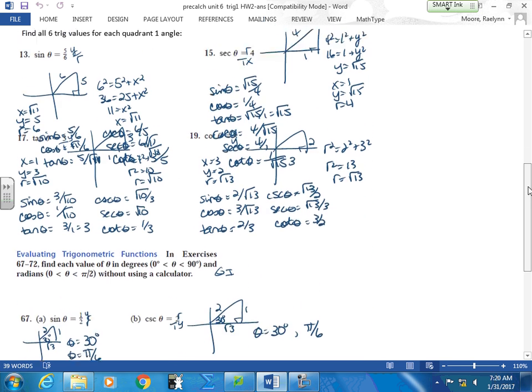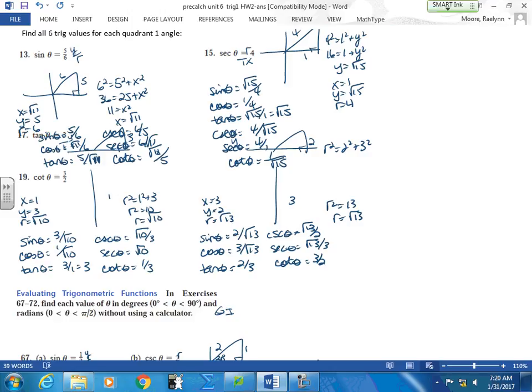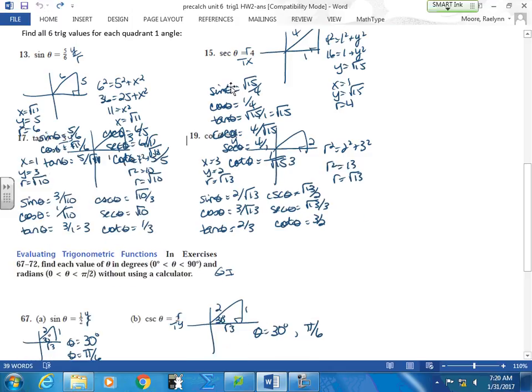Okay, now I should be up. I don't know what happened here. That's worse. Is that better or worse? I don't know what happened to this. I got like two versions of Word on here, so I think that's a problem.